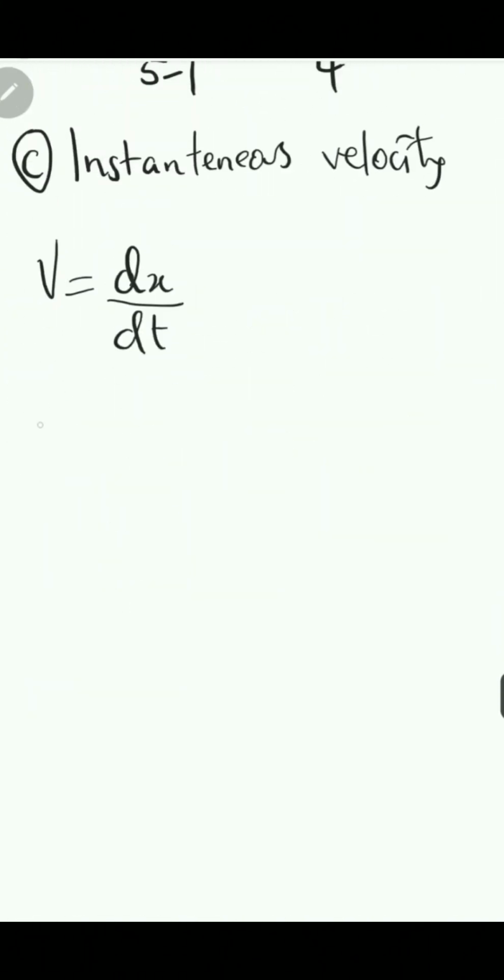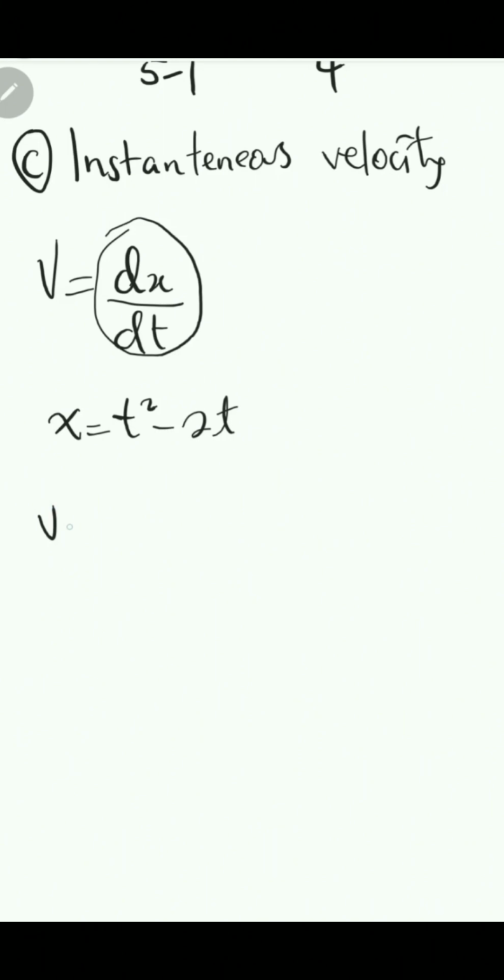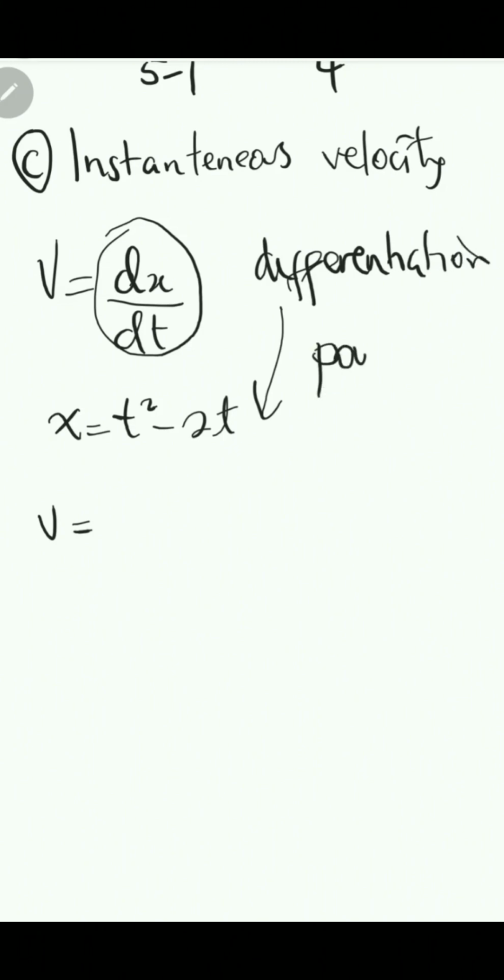So let us write our function of x. Our function of x is equal to t squared minus 2t. Now let us differentiate this. We're going to undergo a process of differentiation to simply find the velocity from the displacement. Under the process of differentiating, we're particularly using the power rule method.